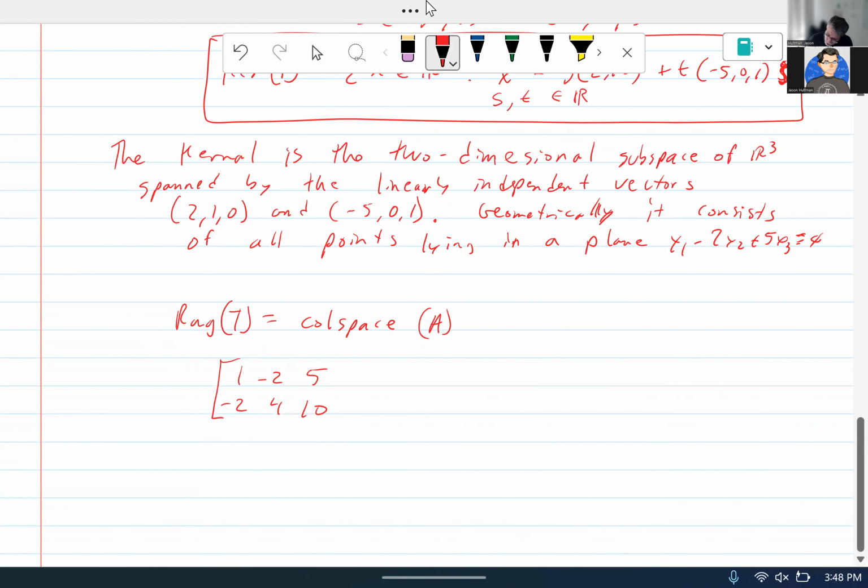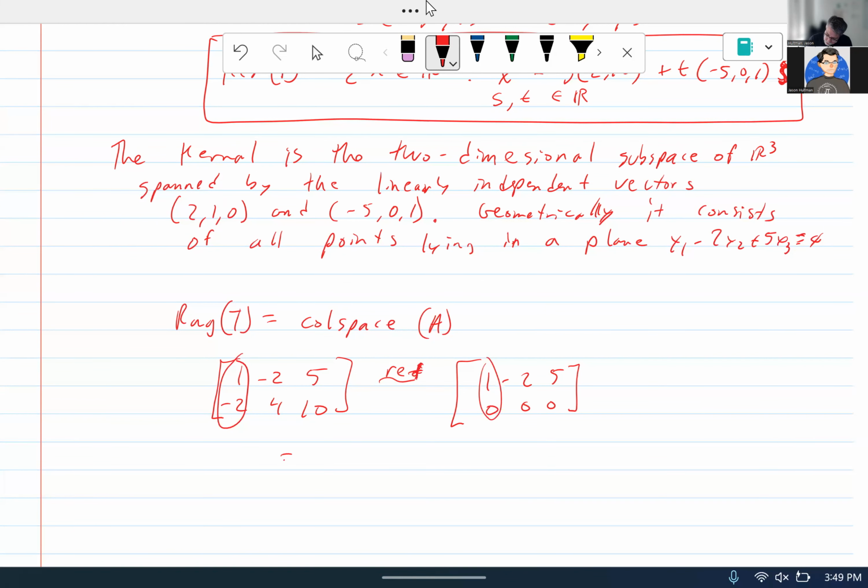So the column space is when I row reduce this, I end up with 1, -2, 5, 0, 0, 0. And so I have to go back to the rule that I only include the columns that have leading ones. Well, this only has a leading one for the first column. So my column space goes back here.